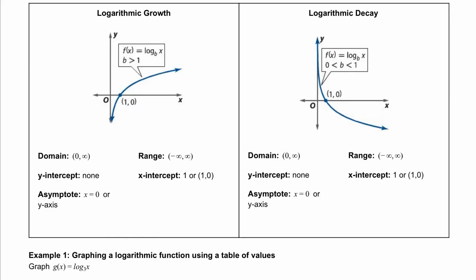Unlike exponential functions that always had the point 0, 1, log functions are the inverse. So when you find the inverse, you basically are switching that x and that y, you're switching the domain and range. So instead of that point 0, 1 that's always on your exponential functions, you're going to have the point 1, 0, whether it's logarithmic growth or decay. That will always be that original point. Then let's go ahead and take a look at example 1 on how to graph.